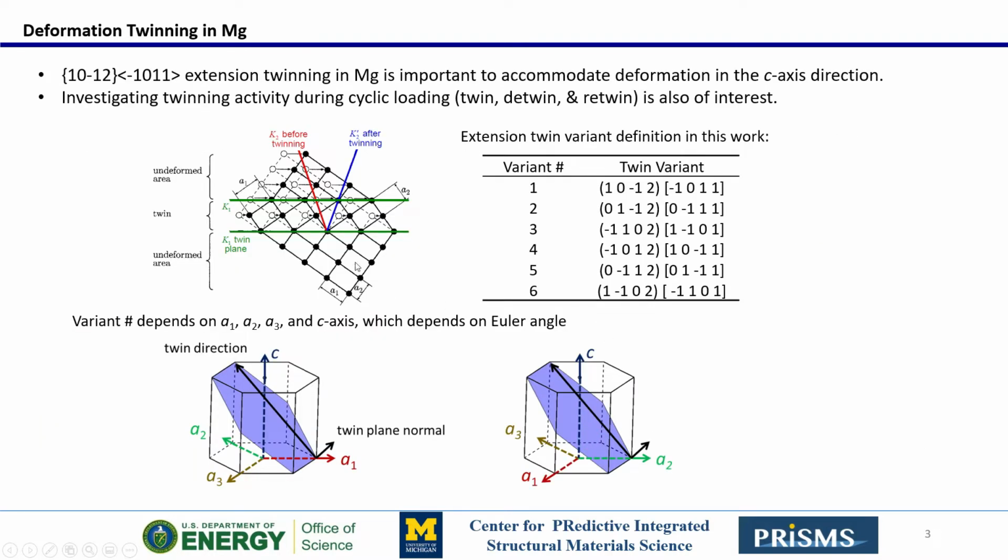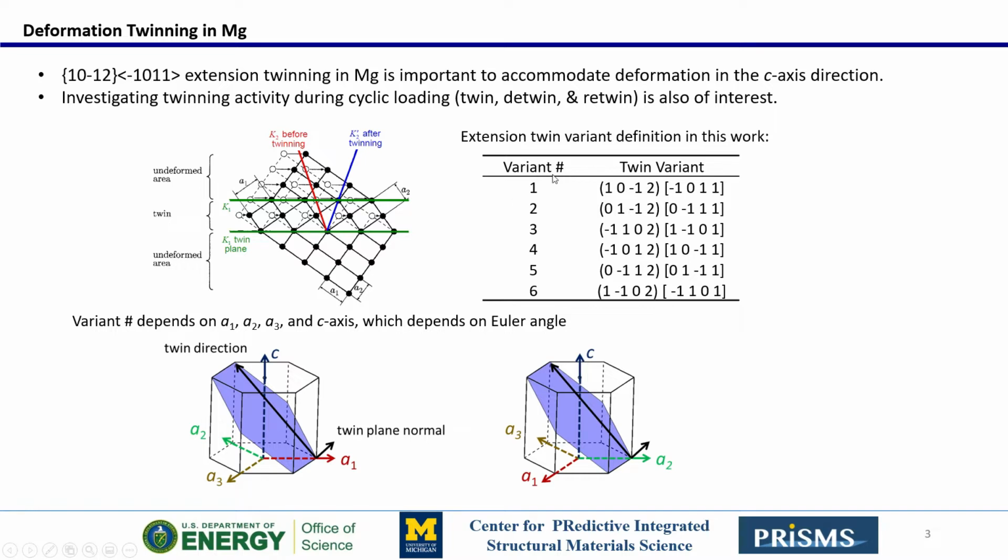We are interested in twinning because twinning is an important deformation mechanism in magnesium, and the most common type of twinning in magnesium is extension twinning. It has 6 variants, and we have assigned a specific number or ID to each of these variants. And in this MATLAB code, we only consider this type of twinning.